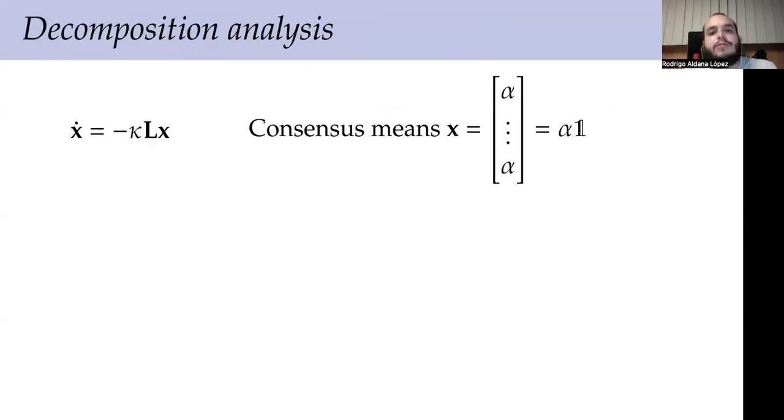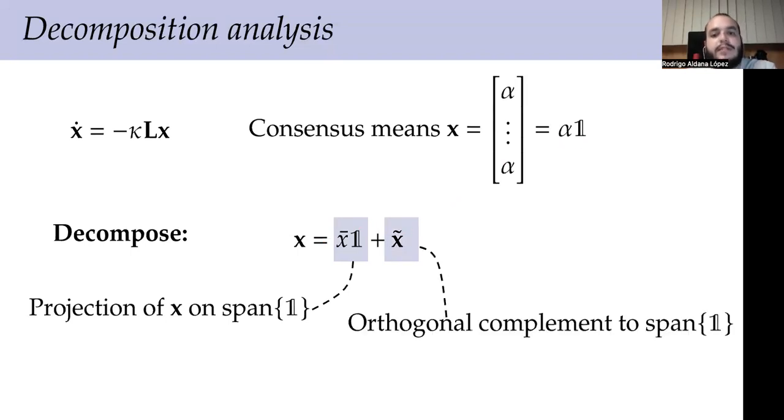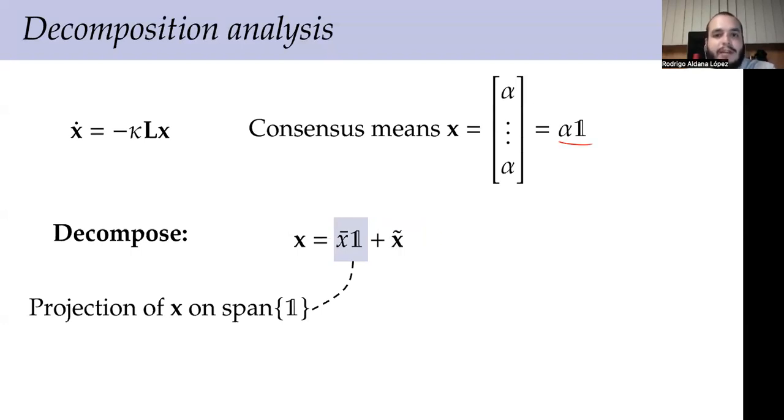So what does consensus mean? Consensus means that the vector x has all components the same. Okay, this is x equals one scalar, let's call it alpha, times the vector of ones, represented by this symbol. So the main technique for this kind of problem is to decompose the vector x into components. First, one is the projection of x towards consensus, which is what we want. And the other is a component orthogonal to that, right? So essentially, we want to get rid of this component such that we arrive at consensus, okay?